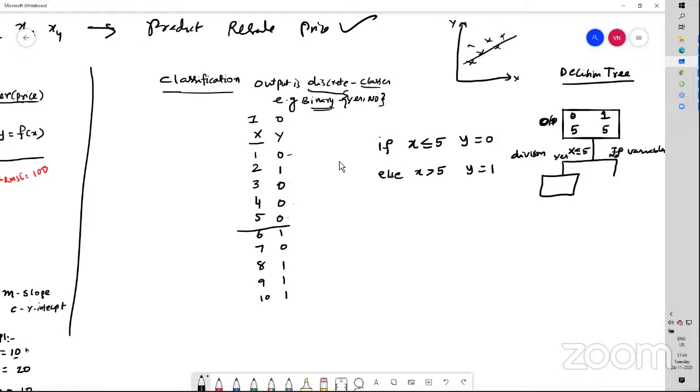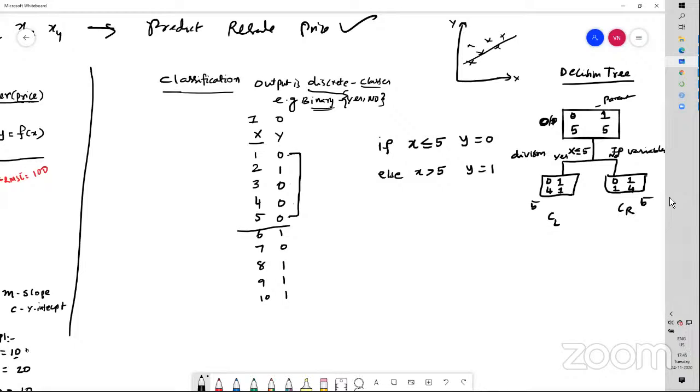So this is called the parent node. And this is the child on the left hand side. This is the child on the right hand side. So on the left hand side, we got 5 observations. On the right hand side, we got 5 observations. On the left hand side, among the 5 observations, for 0, we got 4 observations, and for 1, we got only 1 observation. On the right hand side, for 0, we got 1 observation. For 1, we got, let's say, 4 observations, right?